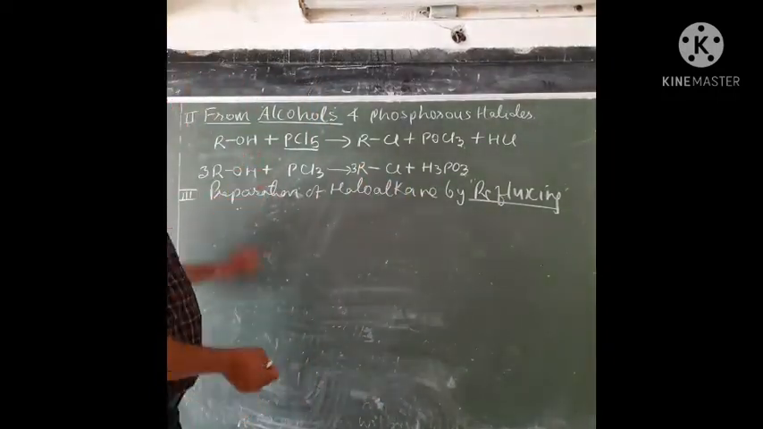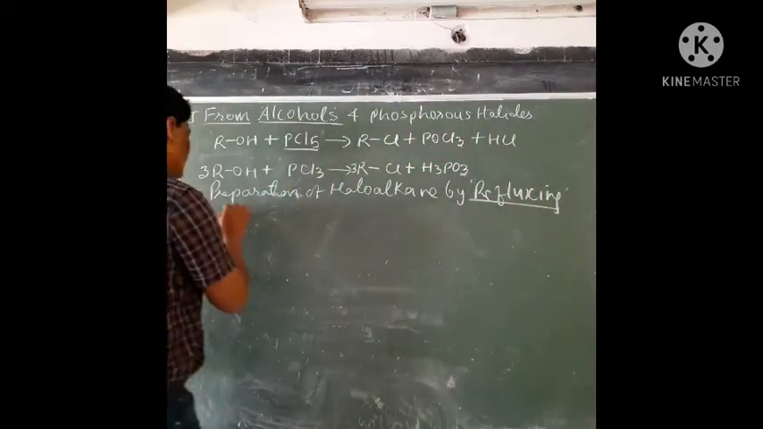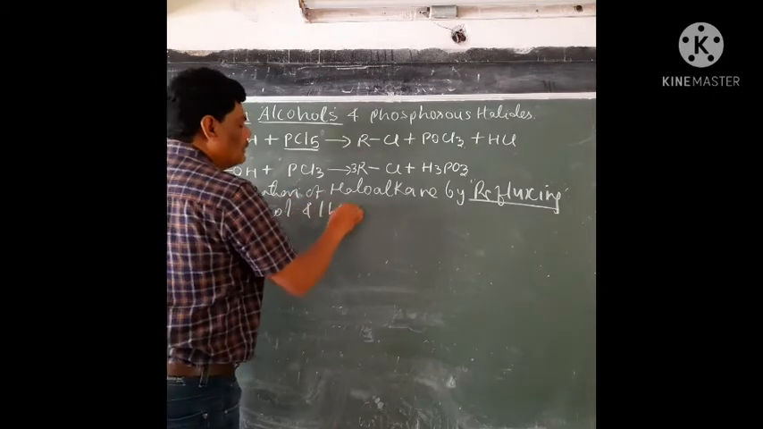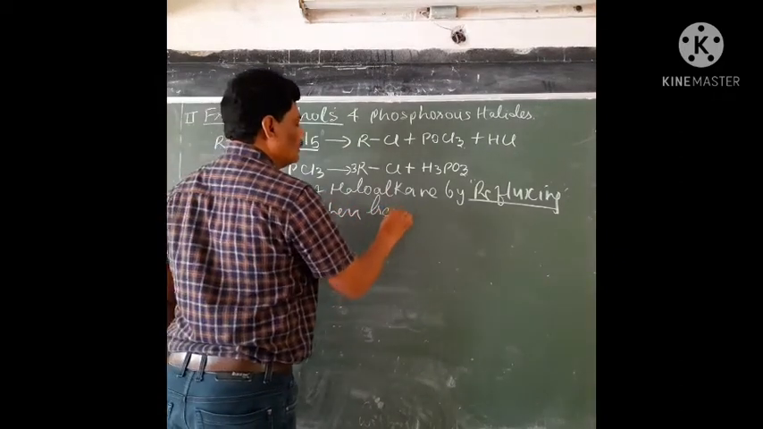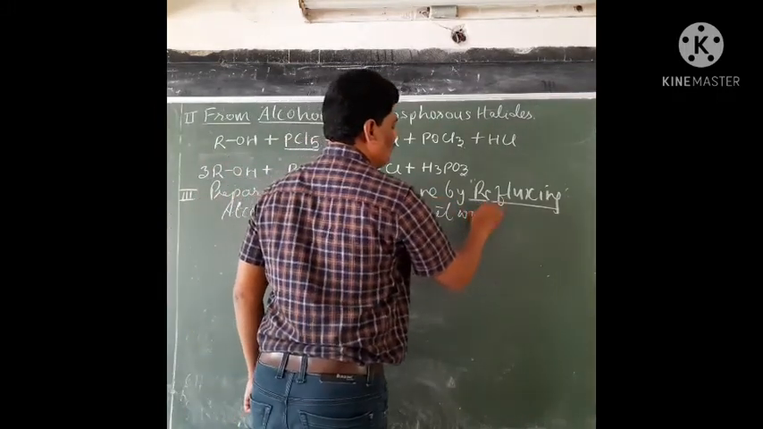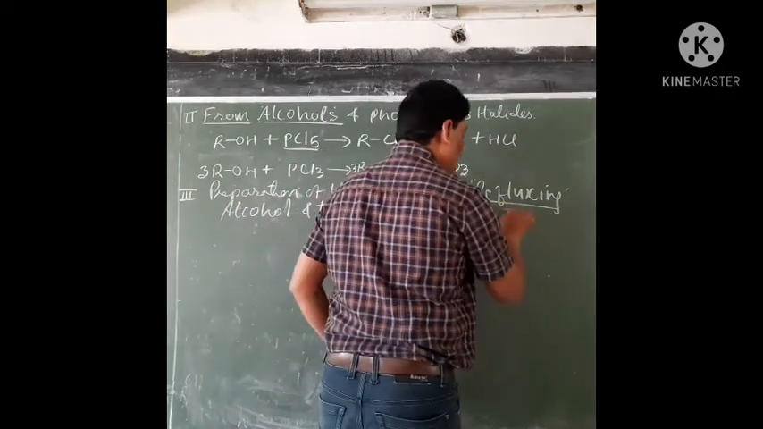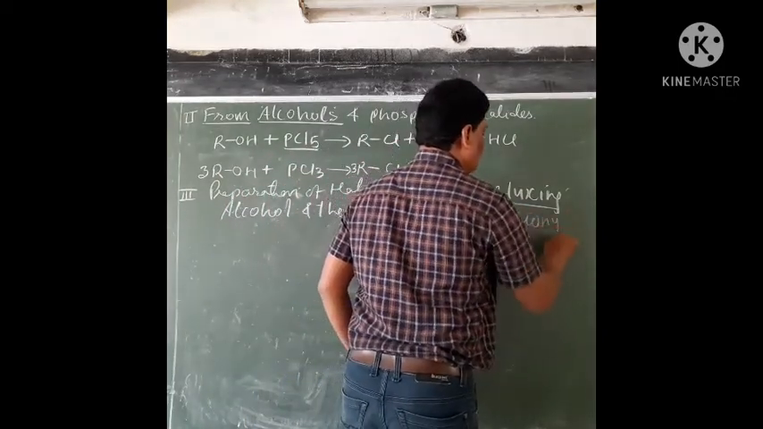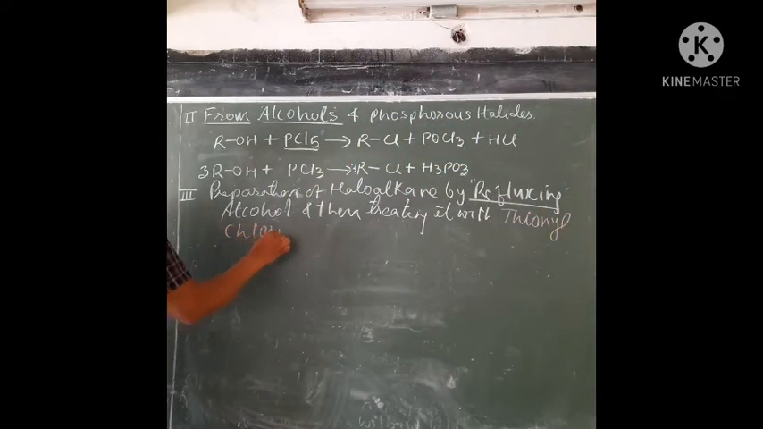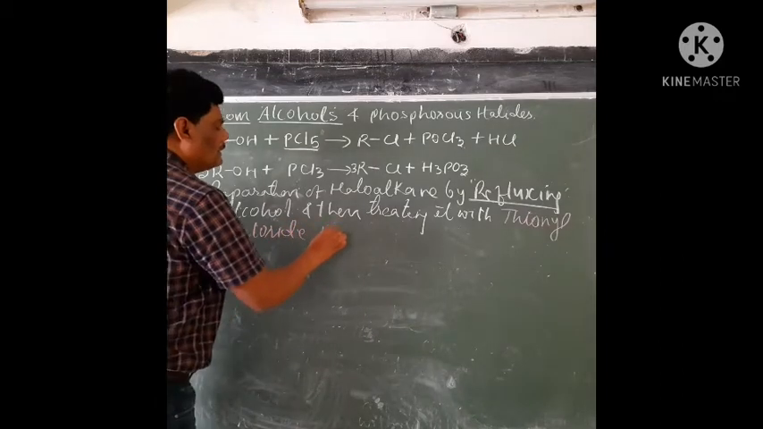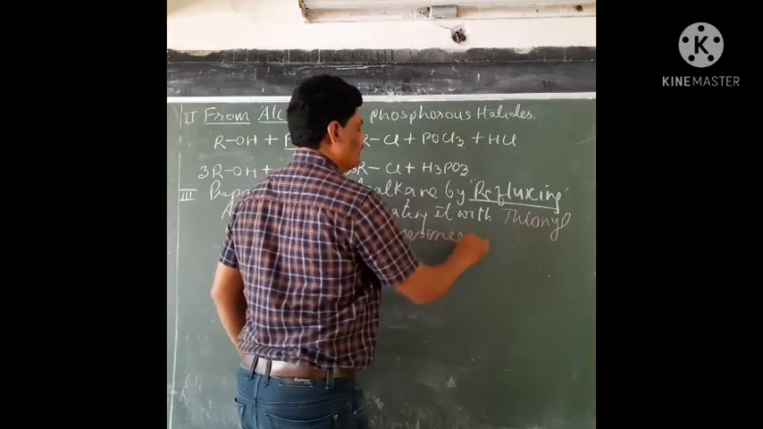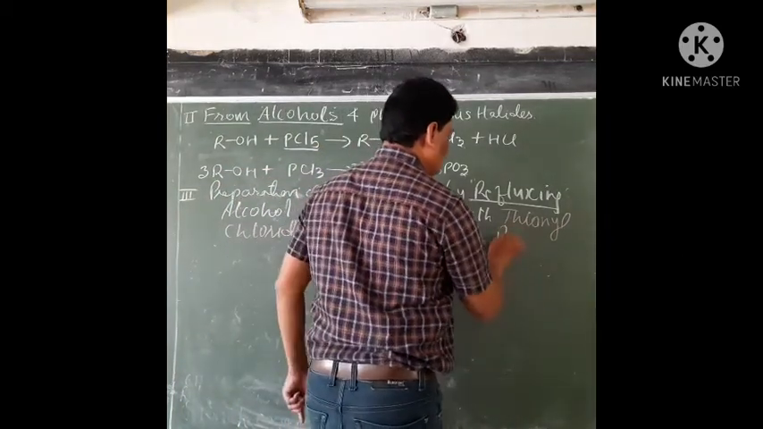So preparation of haloalkane by refluxing alcohol and then treating it with thionyl chloride, okay, in the presence of pyridine solvent.